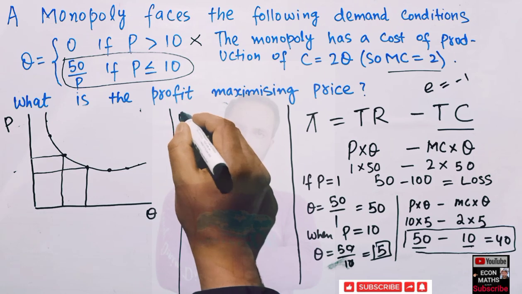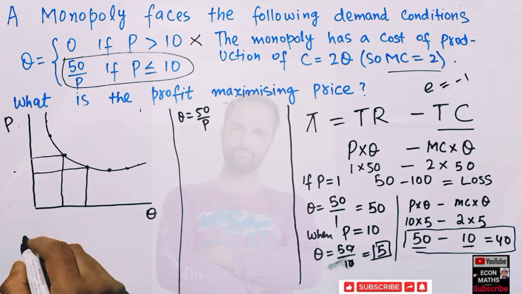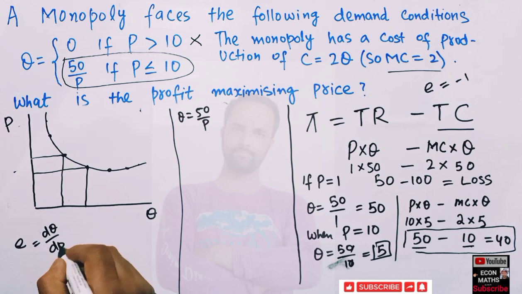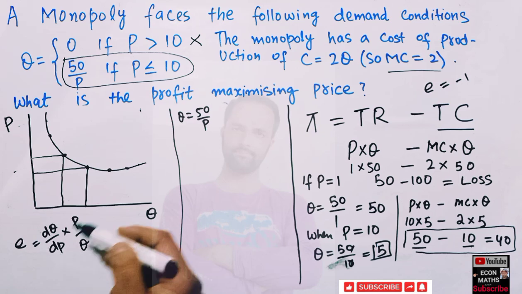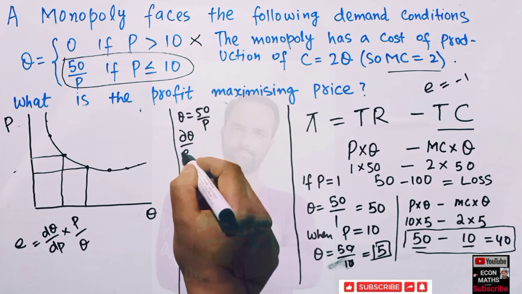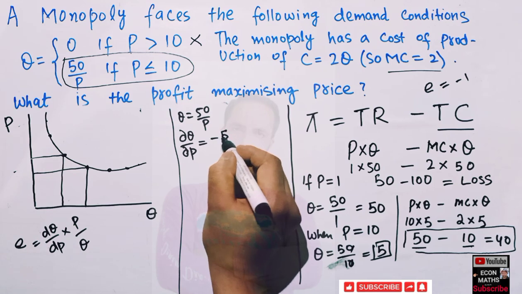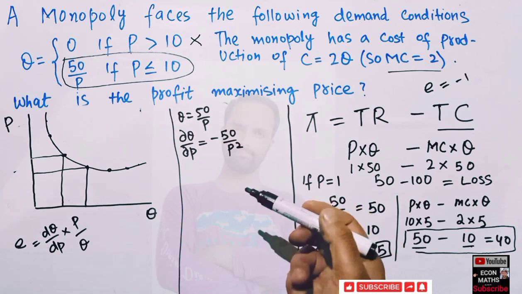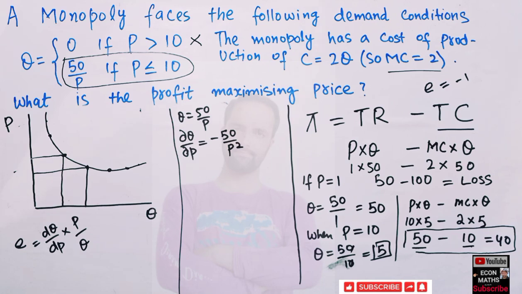So we are being given Q is equal to 50 upon P, okay. Now what is the formula for elasticity of demand? Elasticity of demand is given by dq upon dp into P upon Q, okay. Now dq upon dp means taking the derivative of this very function with respect to P. That means dq upon dp will be equal to minus 50 upon P square, okay. I have shown you in the rules of differentiation how we take derivatives, so I will not go into details of how I came out with this term here, okay.